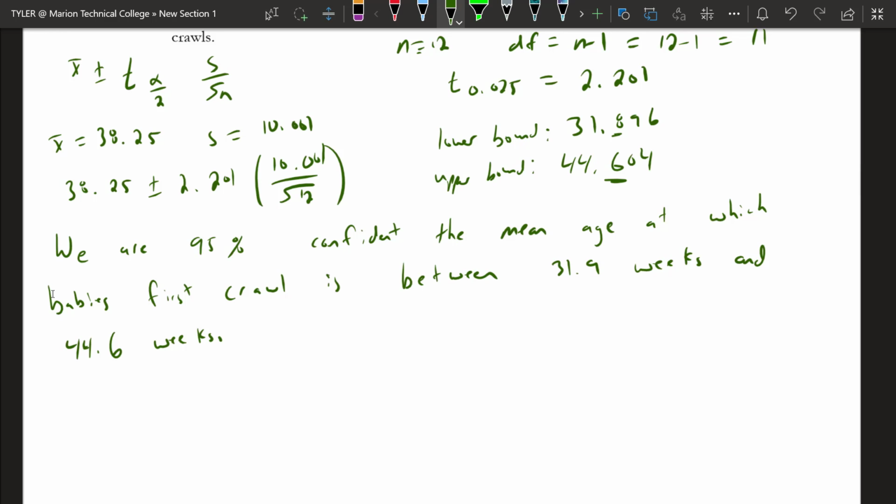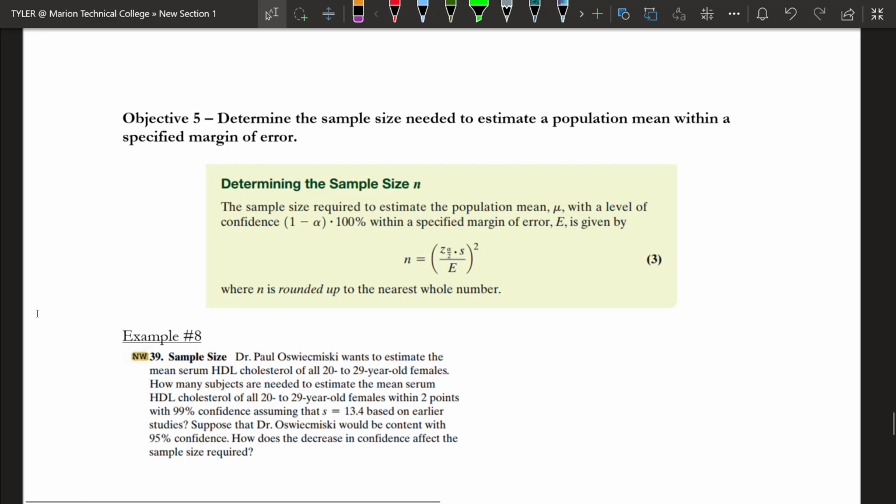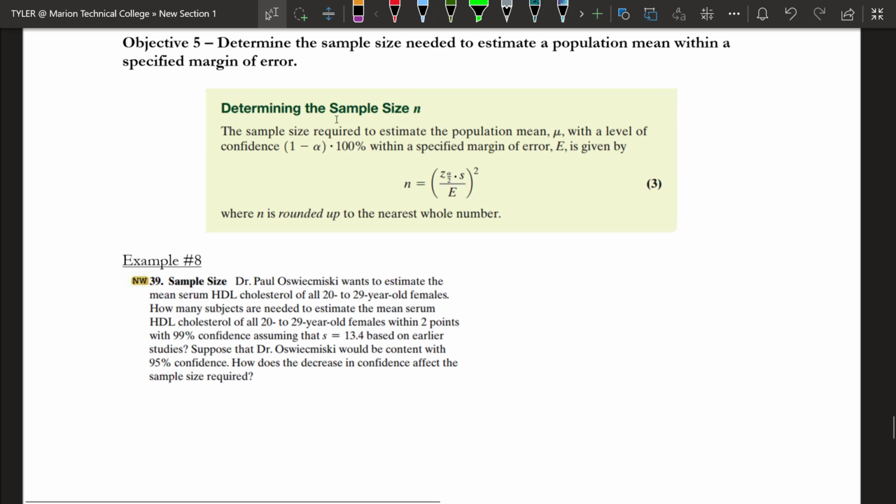Right, all right, so ready for the last objective, and it's the last page of the notes. So we want to determine the sample size needed to estimate a population mean within a specific margin of error, right? So this is something similar that we did last time in the last section. So in order to determine the sample size, we're going to use this equation, right? And one thing you want to notice is we're actually using the z distribution instead of t. And that's because the t distribution depends on the degrees of freedom. In other words, it depends on the sample size. And we don't know n. That's why we're trying to calculate it. So that's why we have to use the z distribution instead.